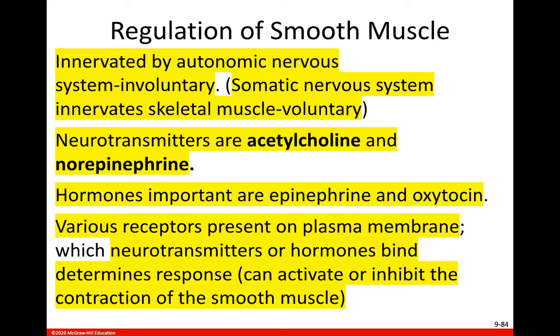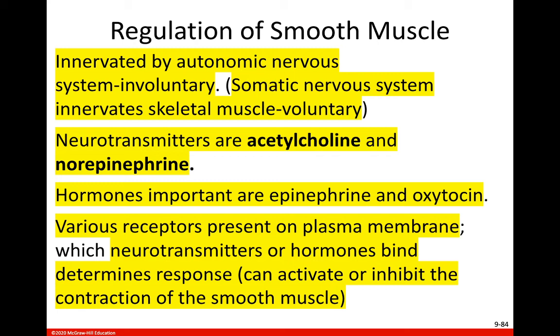Epinephrine is adrenaline. It is inhibitory for our smooth muscle. It actually inhibits the contraction of smooth muscle and slows our digestion down during a fight or flight response. Whereas norepinephrine is stimulatory. It activates our smooth muscle to contract.